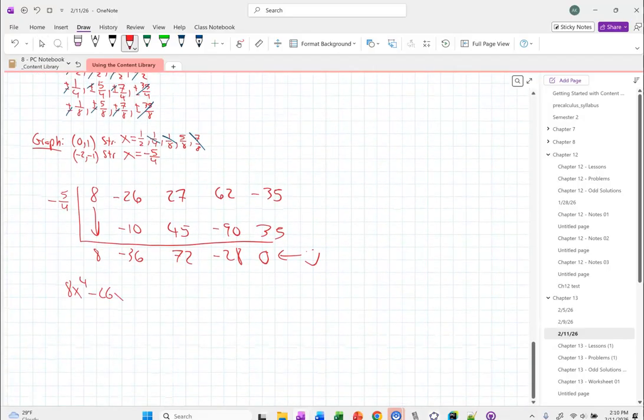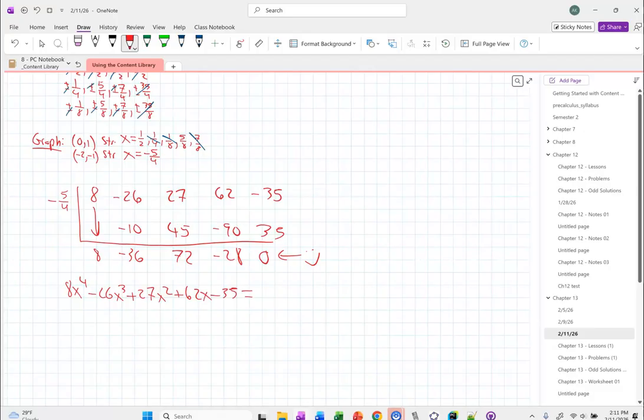Yes, but I also did more than just that. That's right, I did do that. But I also showed that this polynomial factors to x plus 5/4 times 8x cubed minus 36x squared plus 72x minus 28. Because remember, this is like remainder, constant, x coefficient, x squared, x cubed. Is everybody okay there?